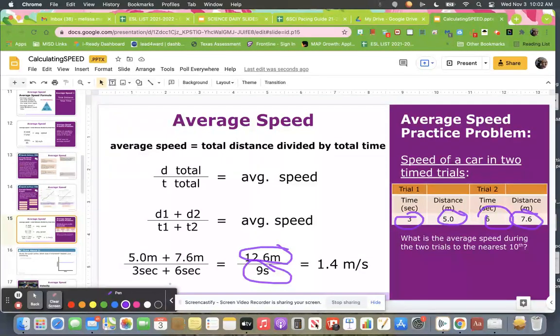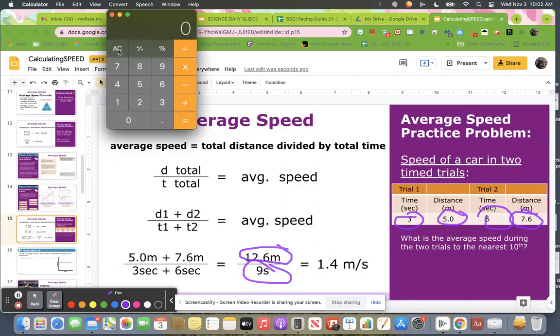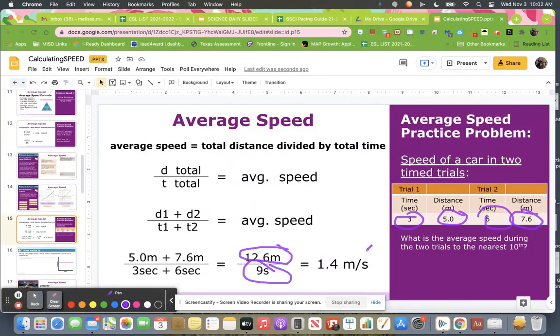And when you go and type this in on a calculator, 12.6 divided by 9, all right, 1.4, and that would be your answer. 1.4, but make sure you notice it's meters per second, all righty? So that's that.